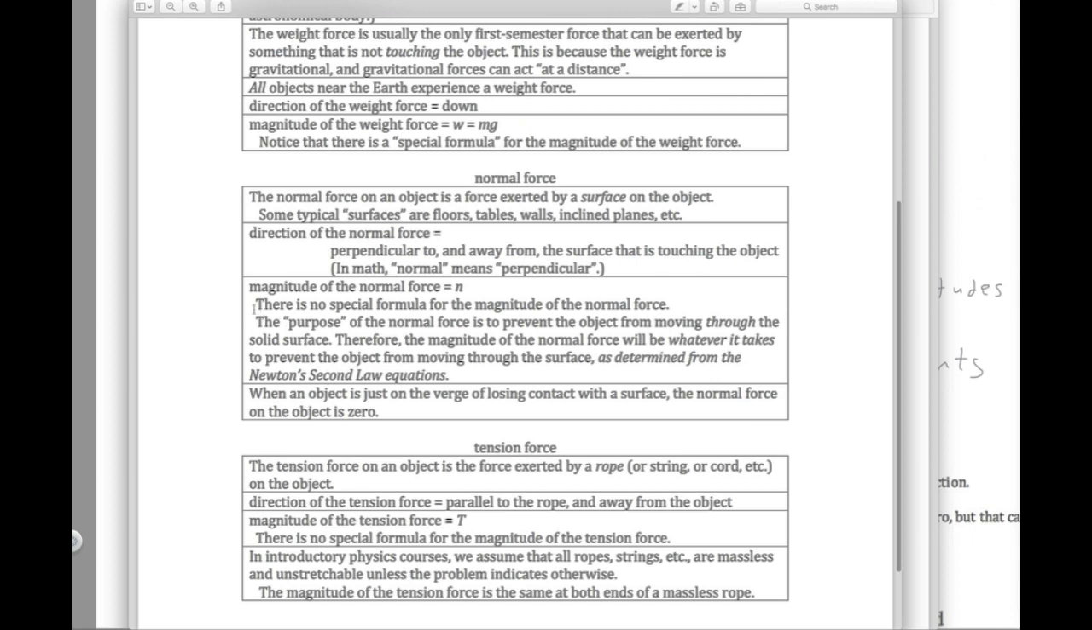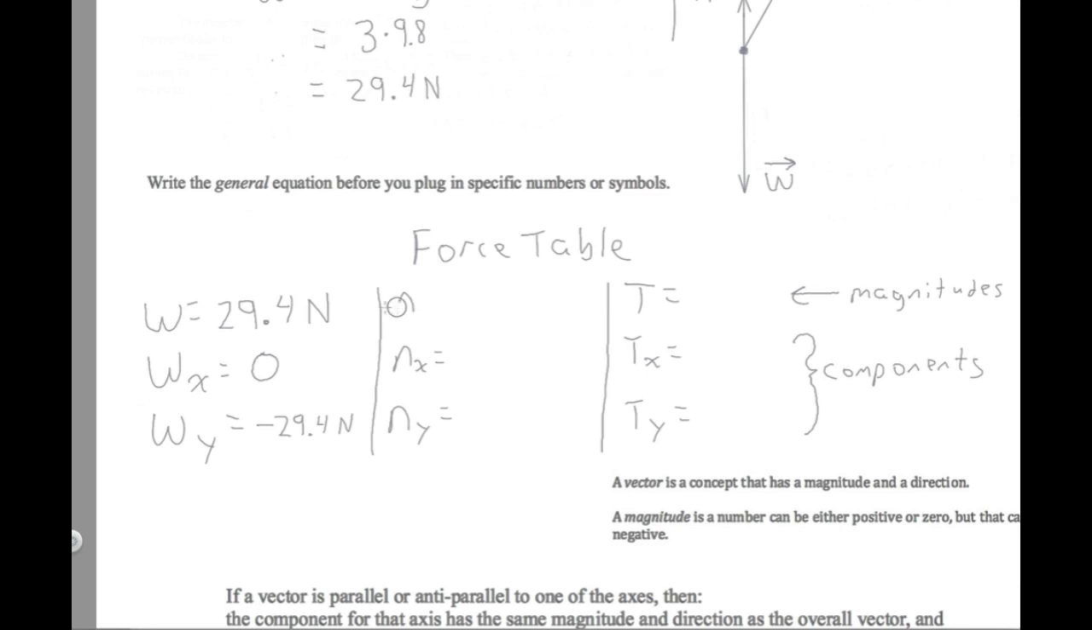You should memorize that there is no special formula for the magnitude of the normal force, and therefore we just represent the magnitude of the normal force with a lowercase n. So we're done with this row for the normal force. It makes some students uncomfortable that they don't have a number for this magnitude, but we'll see that that won't hinder us from continuing with the force table.